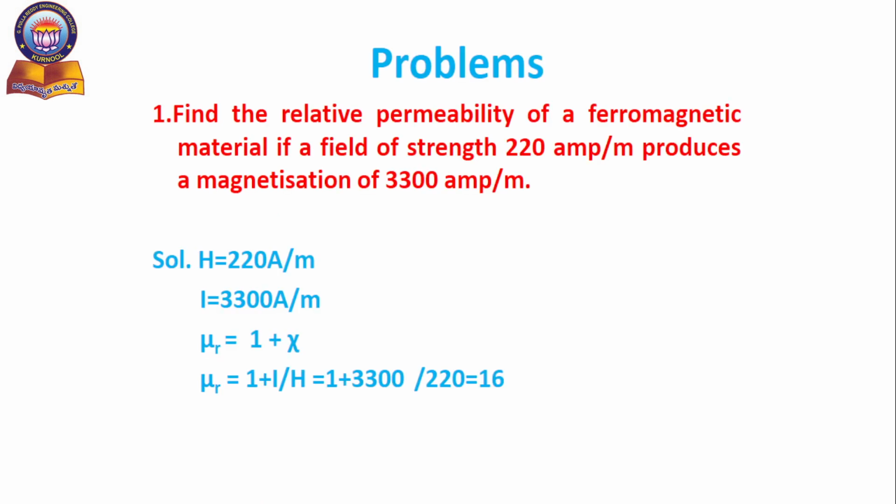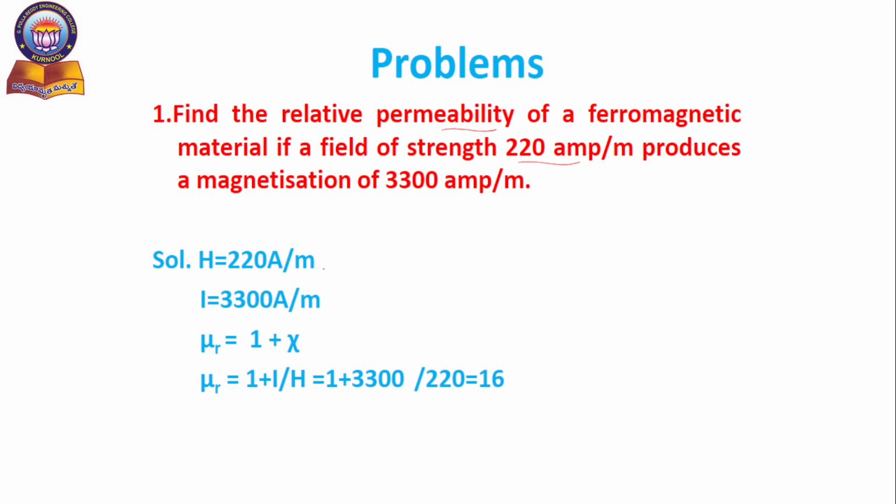First problem: find the relative permeability of a ferromagnetic material if a field of strength 220 ampere per meter produces a magnetization of 3300 ampere per meter in a material. What we have to find out is relative permeability. For that, first we write the given values. External magnetic field intensity H is equal to 220 ampere per meter. Intensity of magnetization I is equal to 3300 ampere per meter.